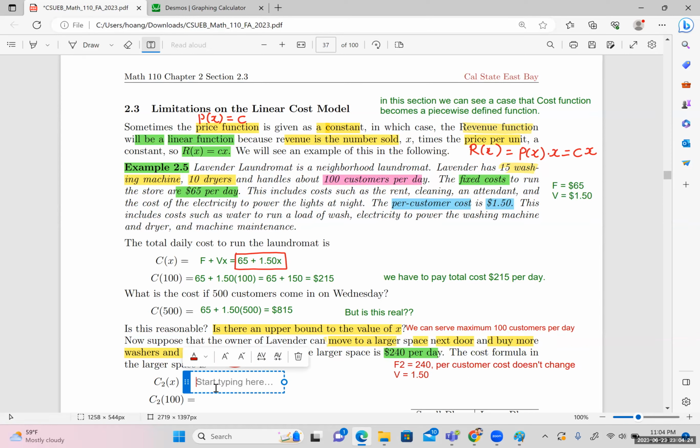So that means that my cost function in the new business will be F2 plus VX, which is going to be $240 adding with 1.50x. Okay, so I'd like to highlight this one.